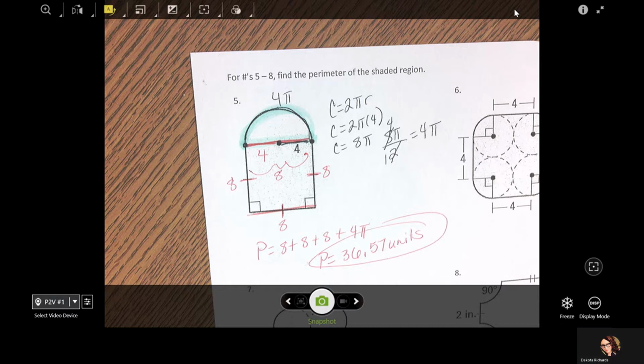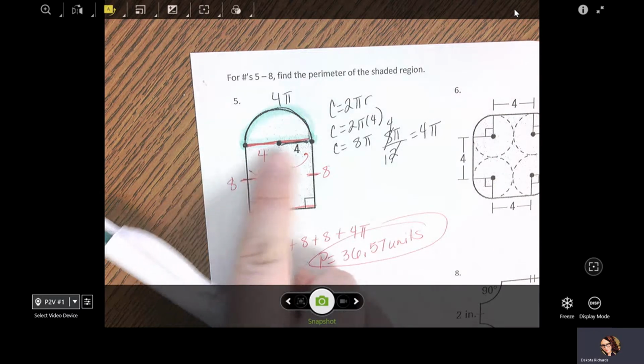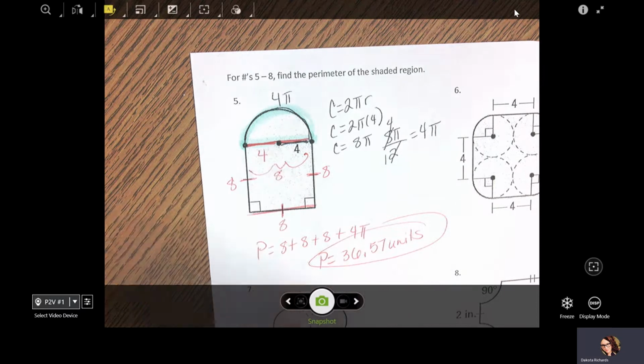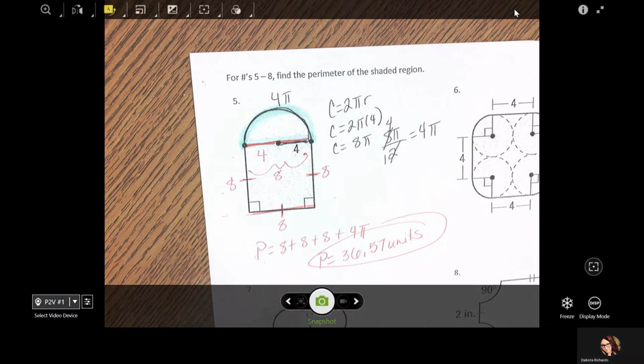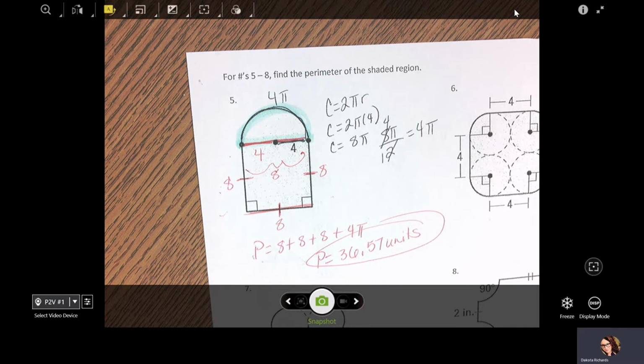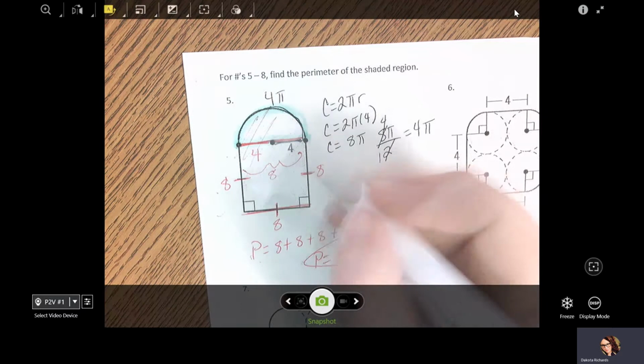Yes. Did you include this? Well, that's going to be inside the figure. You're looking at, so perimeter is the distance around something. But we used that to figure out the other outside distances. That makes sense? And it's kind of hard, the directions say find the perimeter of the shaded region. It was kind of hard to tell what was shaded, but the entire thing is shaded here.